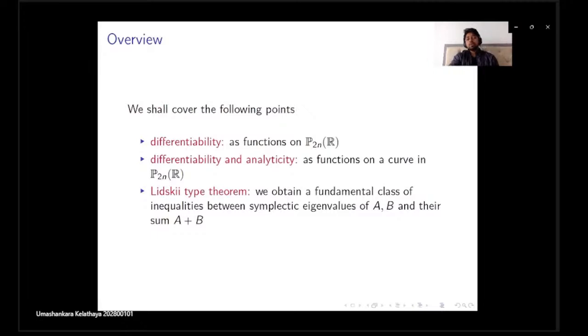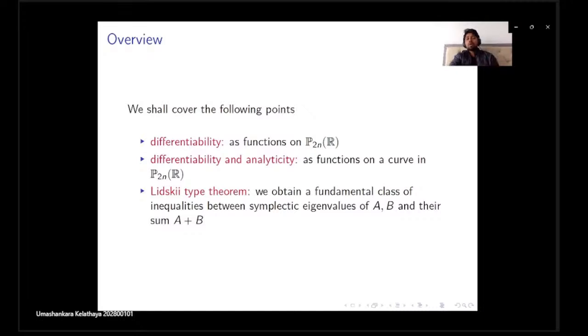So here's the overview of the talk. We shall first talk about differentiability of symplectic eigenvalue maps as functions of positive definite matrices. We then talk about differentiability and analyticity of these symplectic eigenvalue maps as functions of positive definite matrices lying on a curve. Then we give a fundamental class of inequalities between symplectic eigenvalues of A, B, and their sum, which is an application of our analysis.